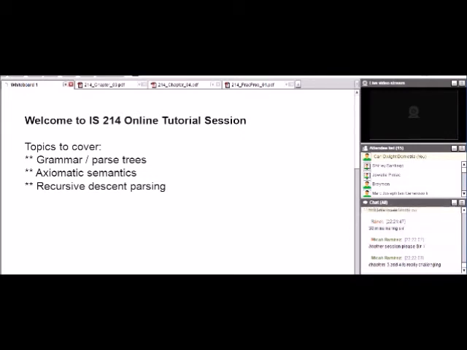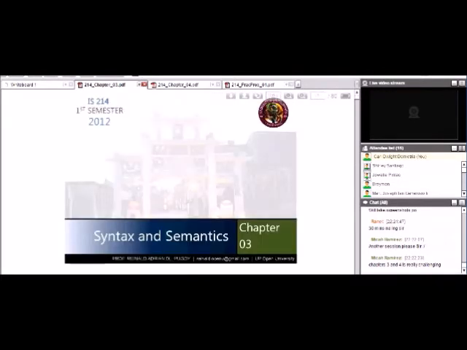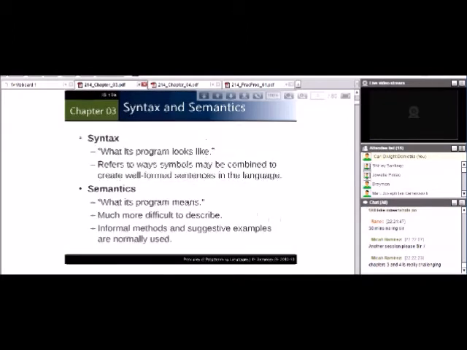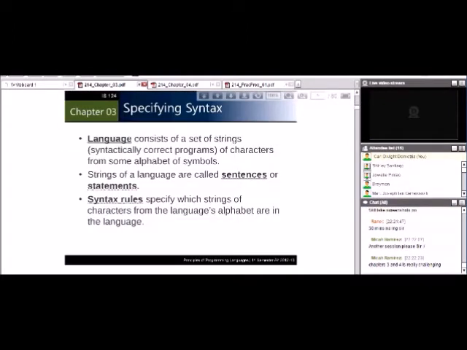So for this evening, we have parse trees, axiomatic semantics, and recursive descent parsing. And I believe both chapters 3 and 4 are both challenging. So first, we go to grammar. I've pulled up here our slides. So before we continue, which particular part of chapter 3 do you find challenging?